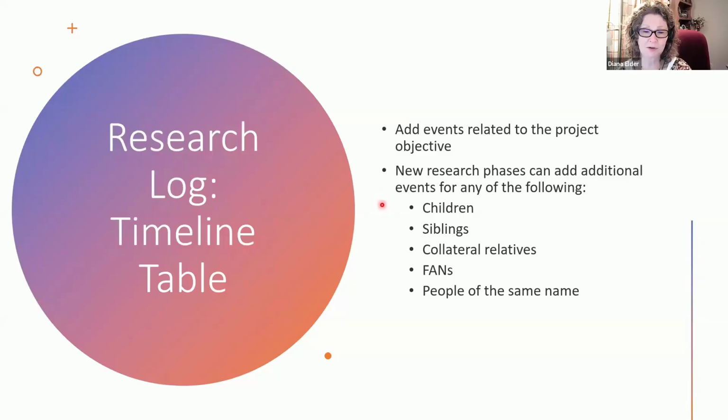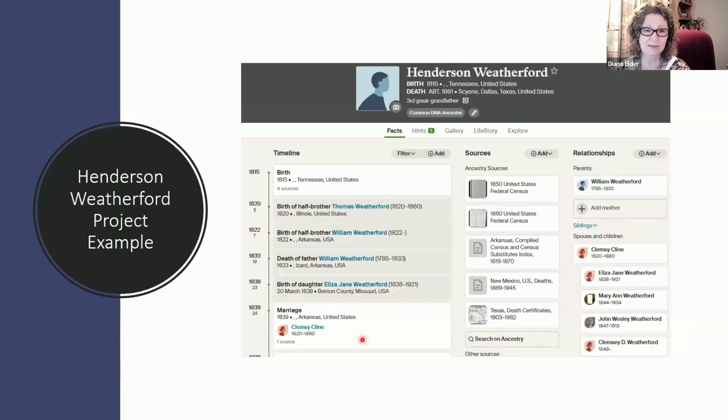Maybe you're going to next explore the children of your ancestor or the siblings or other collateral relatives. Maybe you're going to do a project discovering the FAN club: friends, family, associates, and neighbors. Or maybe you need to do a project on people of the same name, because either your ancestor has people of the same name or other individuals that you're researching have people of the same name. So you could just continue adding these events to your research. And then you could use some other things that we'll talk about in a minute to help you to organize that. So I'm going to show you some examples from my Henderson Weatherford research project.